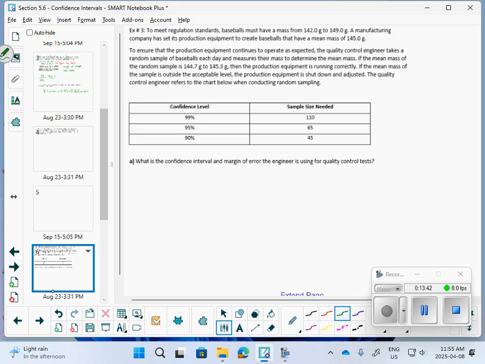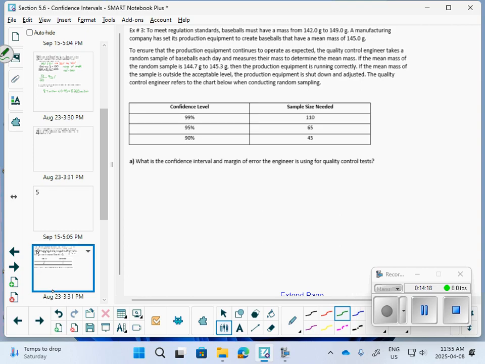If the mean mass of the sample is outside the acceptable level, the production equipment is shut down and adjusted. The quality control engineer refers to the chart below when conducting random sampling. So we have a 99% confidence level, we need to sample 110. For 95, we need to sample 65, and for 90, sample 45. What is the confidence interval and the margin of error the engineer is using for the quality control tests?